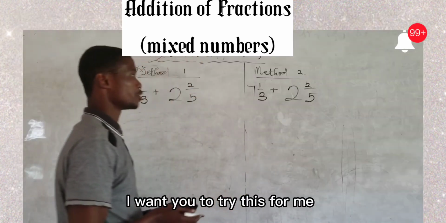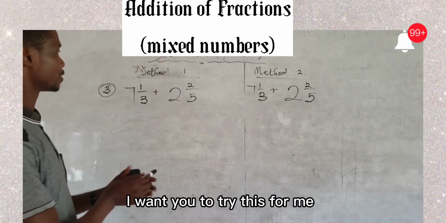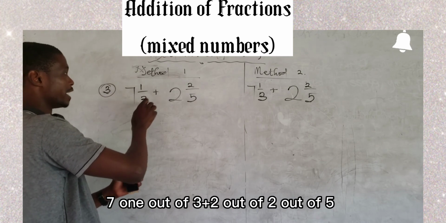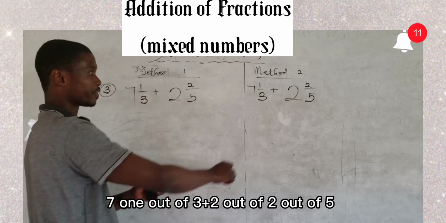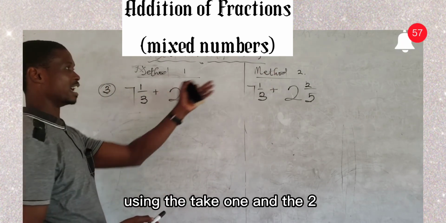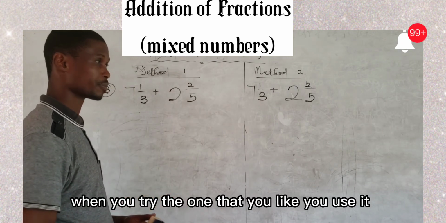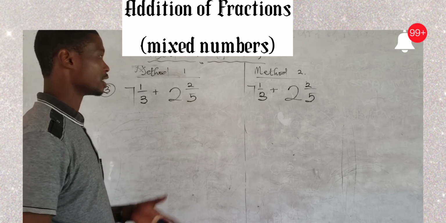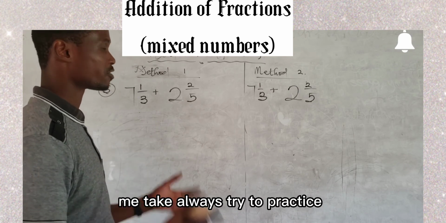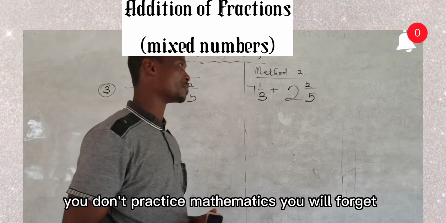Okay, I want you to try this for me. 7 whole number 1 out of 3 plus 2 whole number 2 out of 5. The same thing using method 1 and method 2. When you try, use the one that you like. Don't worry, it's a very nice method. Always try to practice. If you don't practice mathematics, you will forget.